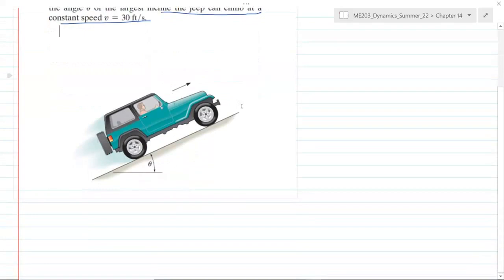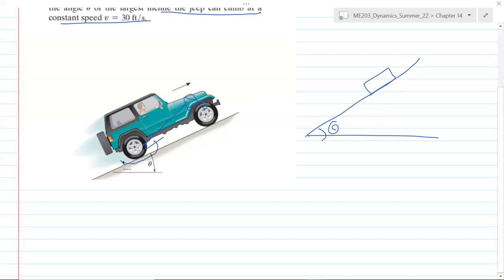It will make more sense if we simplify and draw a free body diagram for the jeep. So let's draw it here. So this is the incline. This angle is theta. And we draw the jeep by a block, just simplifying it for now. Now the jeep, when the engine of the jeep drives all the four wheels, these wheels rotate in clockwise direction.